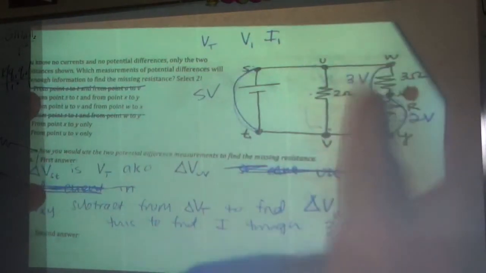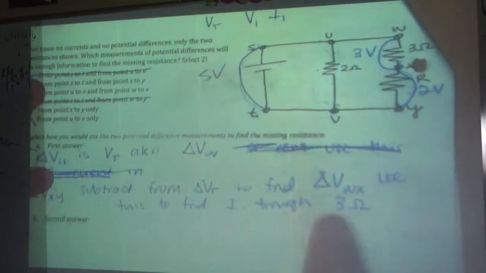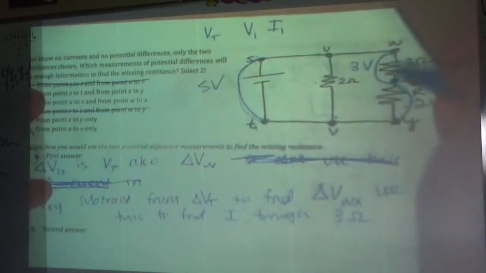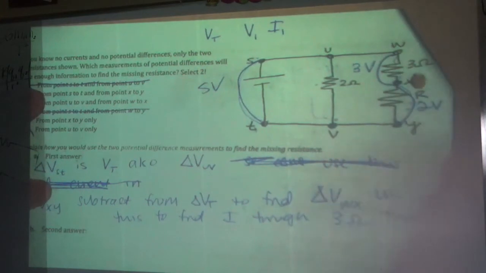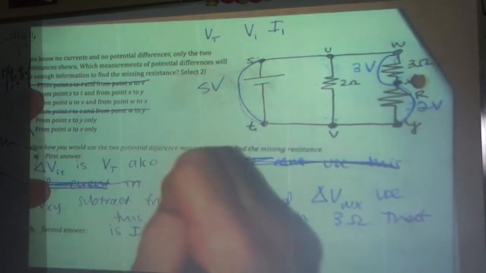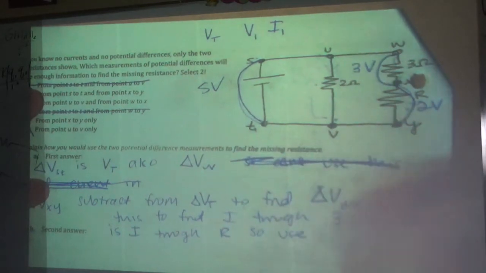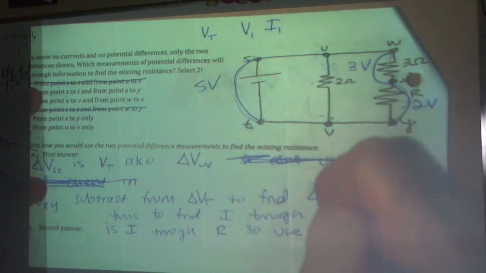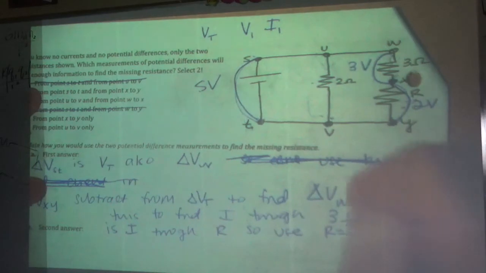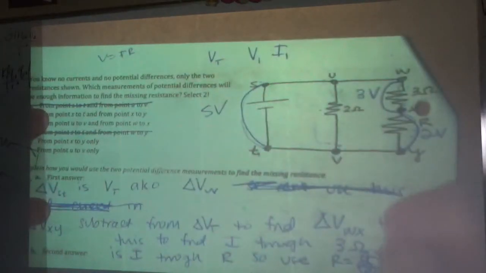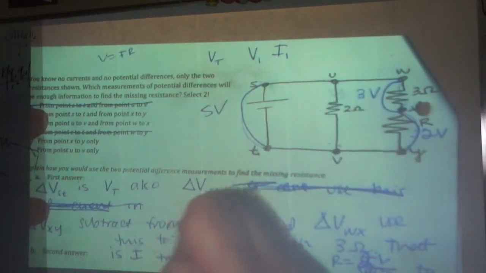And then once you know this voltage drop, well, we know this resistance, so we would use that to find the current. And then once you have that current, that is the I through your missing resistor R, so you can use I equals V divided by R, or R equals V divided by I, to get your missing R.